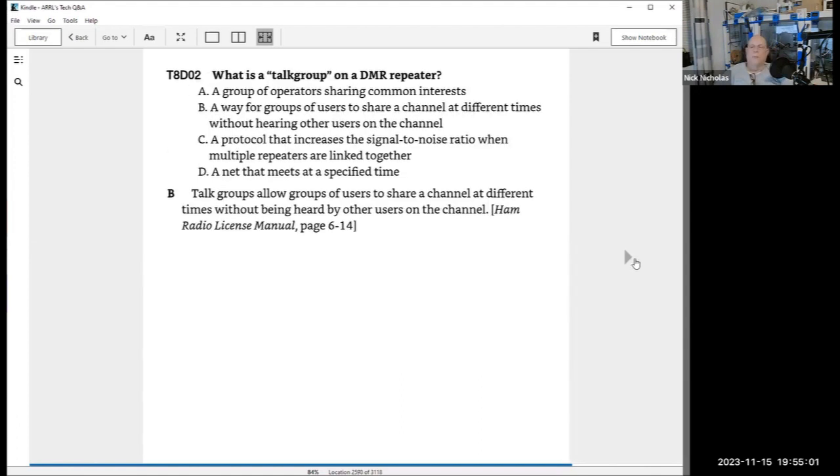What is a talk group on a DMR repeater? B. It's a way for groups of users to share a channel at different times without hearing one another's. Now, if you're listening generally, you can hear everybody, but if you only want to hear guys in your group, then you get into a group. Now, some systems and most DMR systems require that you use a gateway. Some do not.